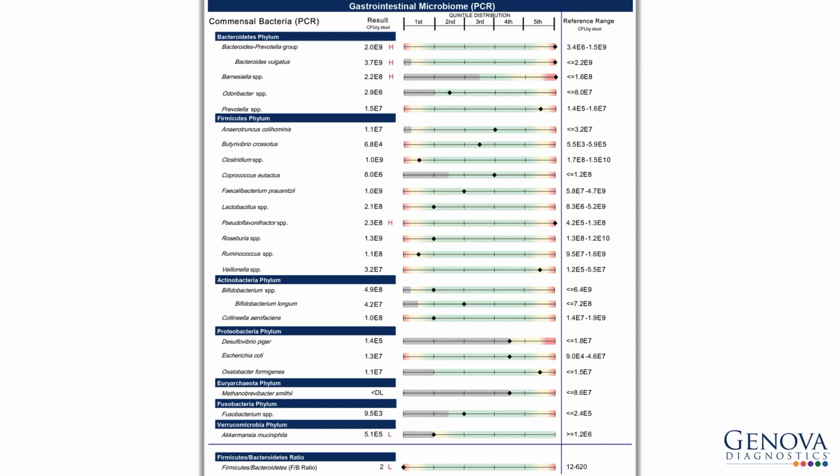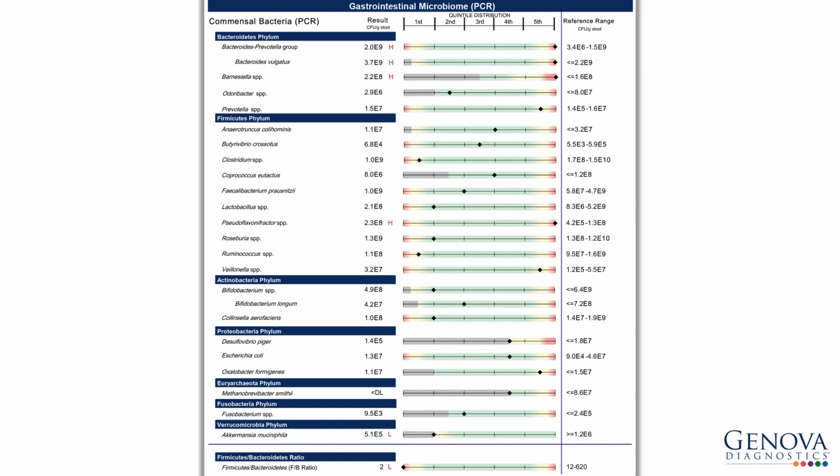If we look about halfway down the page under the Firmicutes phylum, we see low normal lactobacillus levels. Below that, in the Actinobacteria phylum, we see that the bifidobacterium levels are also at the lower end. As mentioned, a probiotic may be helpful here. Lastly, the Firmicutes Bacteroidetes ratio at the bottom of the page was low.